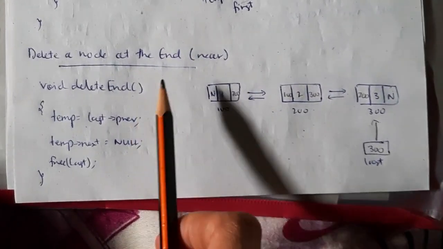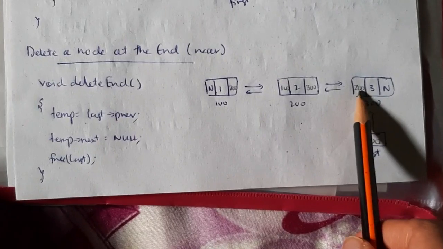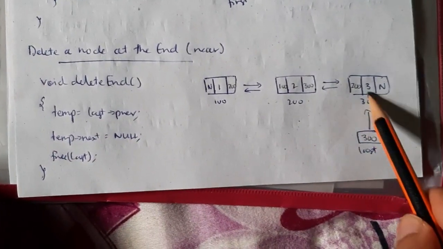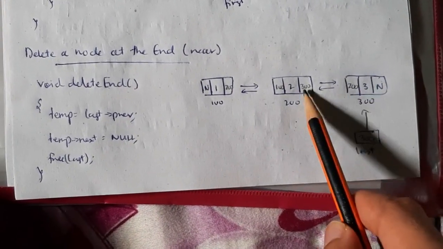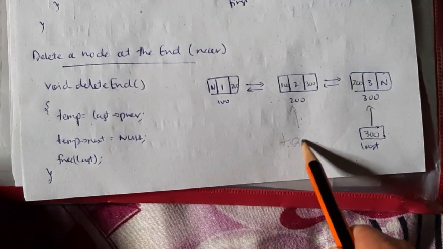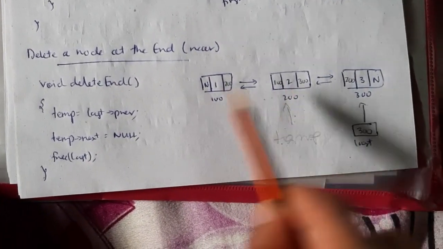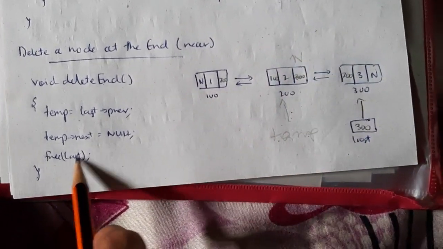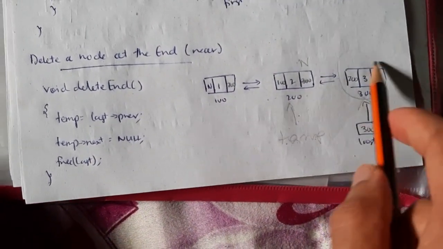For deleting at the rear end, what will you do? Since we have previous here, what we can do? Temp is equal to last arrow prev. Last is pointing to this last location, and last arrow prev is this one, right? So temp will be pointing to here. Temp arrow next is equal to null, so temp arrow next will become null, and free last means this memory will be deallocated. So the list is this now.